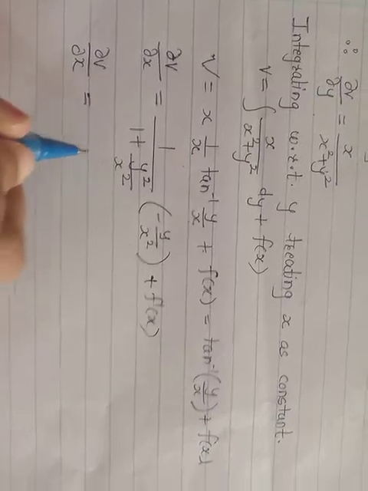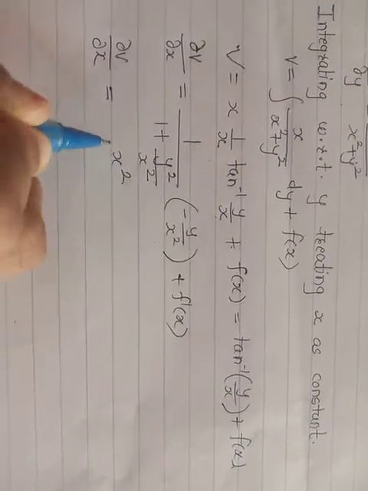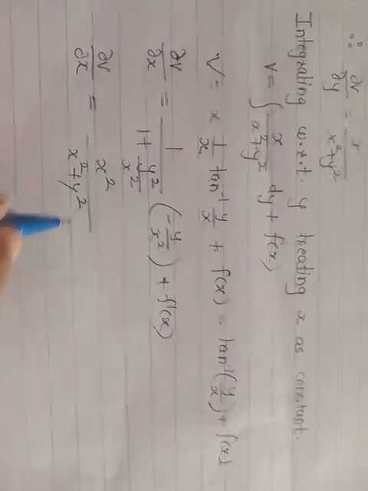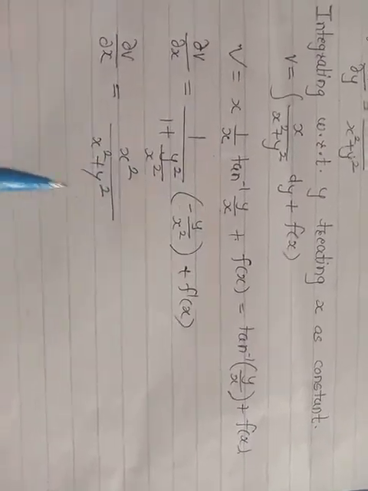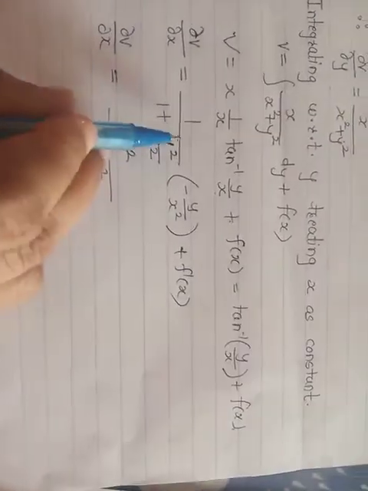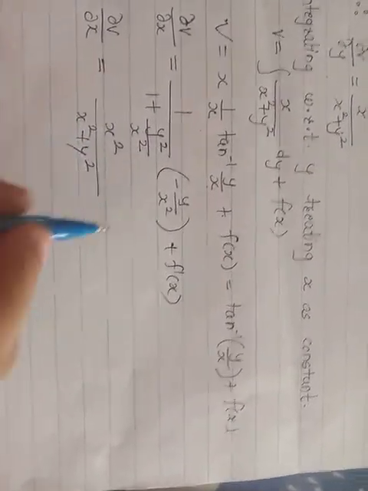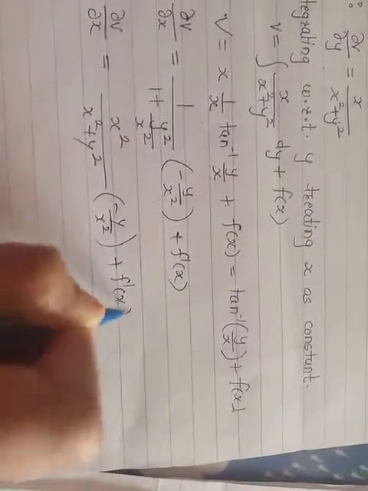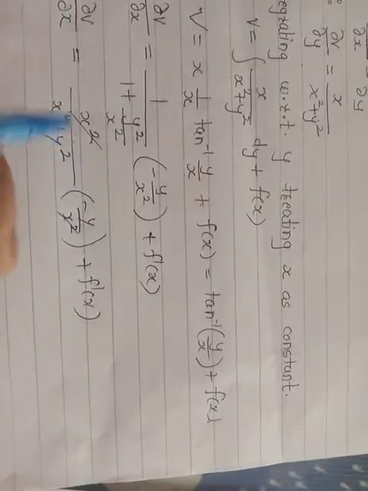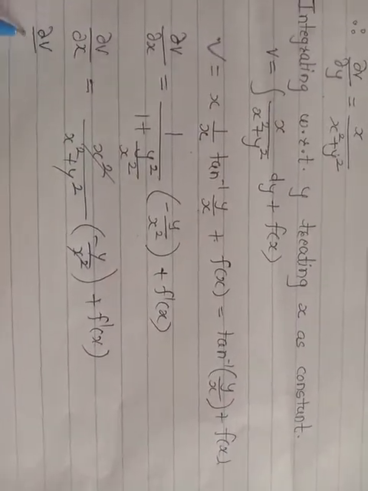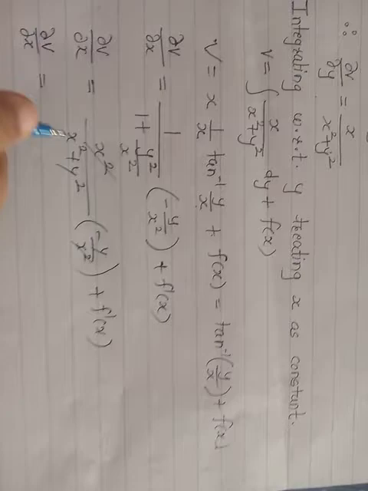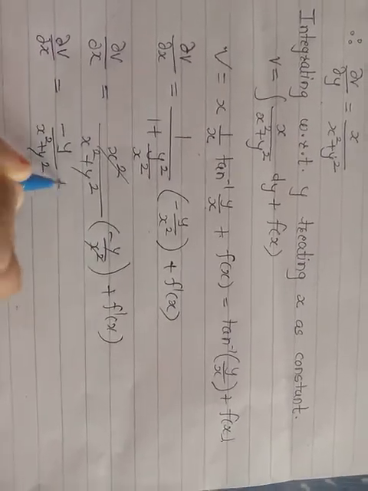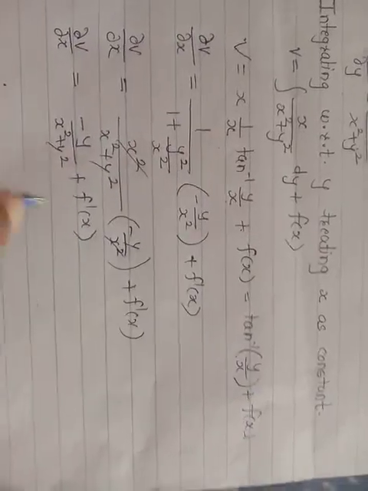Now if we simplify this, then x² divided by x² plus y², after simplification we can write this as x² in the numerator, x² plus y² into minus y/x², plus f'(x). Now cancelling x², we get ∂v/∂x is minus y upon x² plus y² plus f'(x).